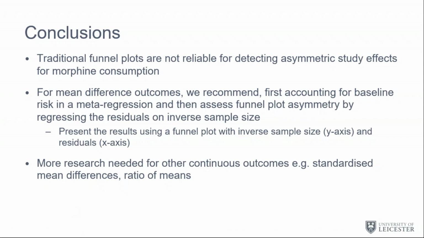Traditional funnel plots are not reliable for detecting asymmetry effects for morphine consumption. We've shown that, and we found a way to overcome it. For mean difference outcomes in general, we're recommending first accounting for baseline risk in meta-regression, and then assessing the funnel symmetry by regressing residuals on inverse sample size, and presenting the results using a funnel plot with inverse sample size and residuals. That's basically the take-home message.